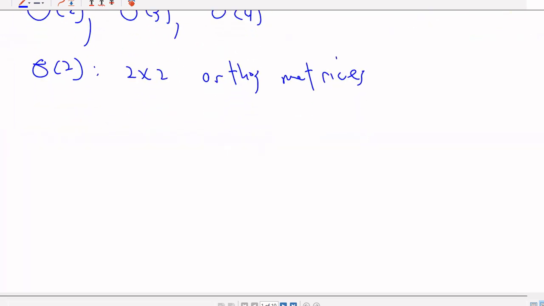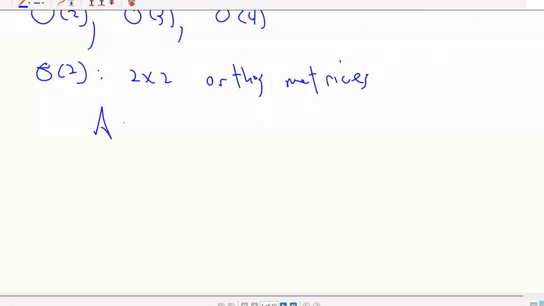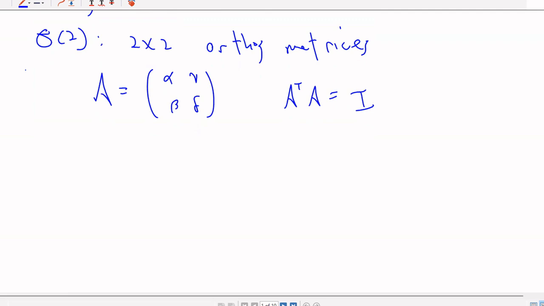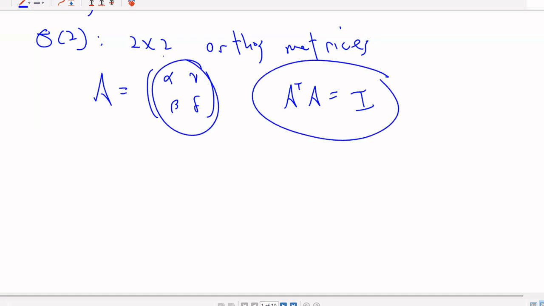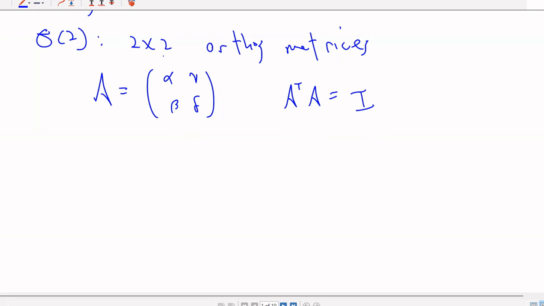Meaning that we have a matrix A, you can write this as alpha, beta, gamma, delta, where we're saying that A transpose times A is equal to the identity. Now we're going to figure out what all possibilities of these kinds of matrices are. We could do it by brute force. That imposes some restrictions, and we could just start doing the algebra, but we can be a little bit more finessed about it.